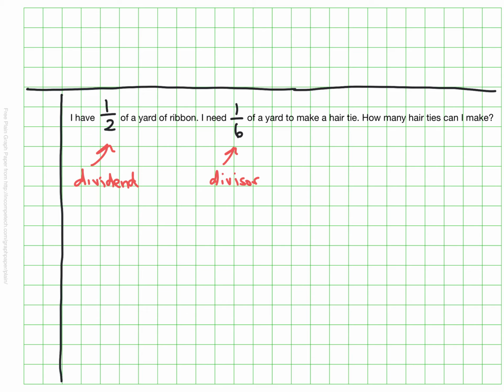Now, it's not because one came first in the story, right? Sometimes we get confused with that. It's because I looked to see what I was starting with and what I was cutting it into, right? So I'm going to be doing a division problem. And my division problem is 1/2 divided by 1/6. And I'm trying to figure out how many I can make.